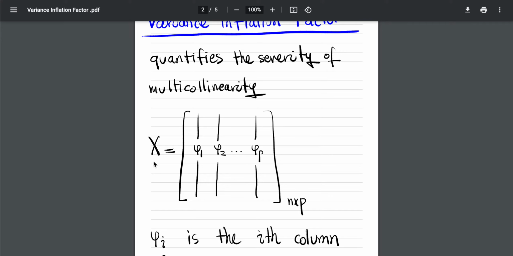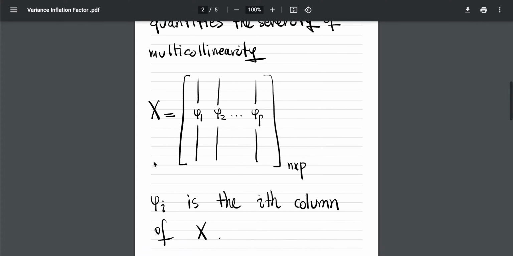Imagine X is our design matrix. X is our matrix which has n rows and p columns: n observations, p predictors, and let's call each column phi. Phi 1, phi 2, to phi p. So phi j is the jth column of X.